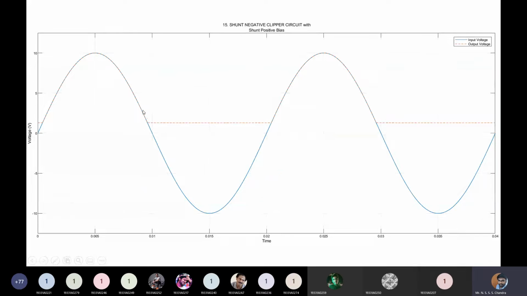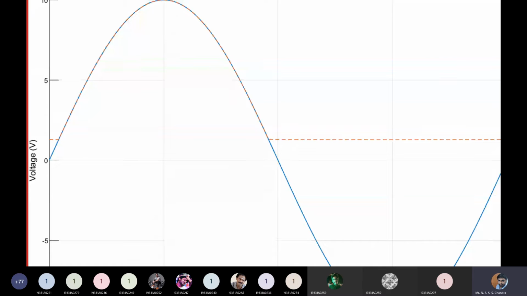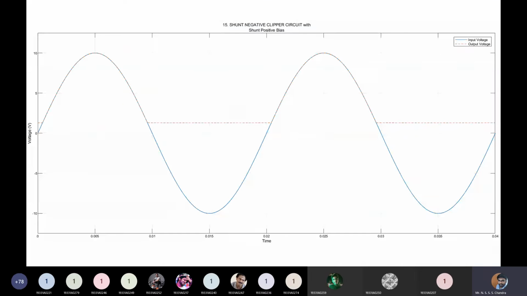And for this region your diode is off. Okay, here your diode is off and the output voltage is following that of the input voltage. Okay, so in this portion your output is overlapping with the input voltage. Okay, so why is it called a negative clipper here? Because we have cut down the negative half cycle in the output voltage. Okay, we are only left with the positive half cycle in the output.